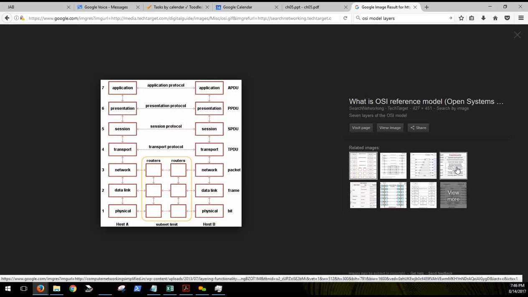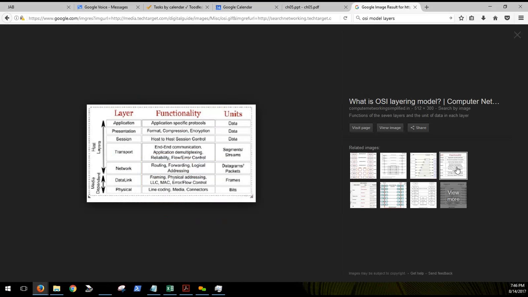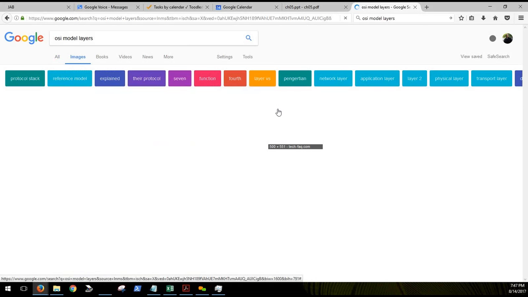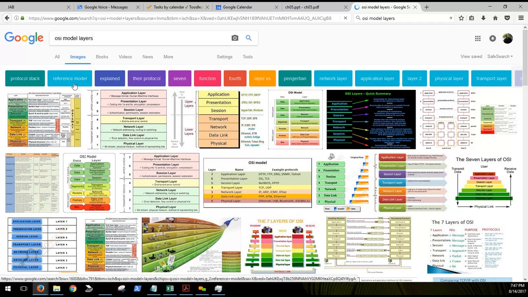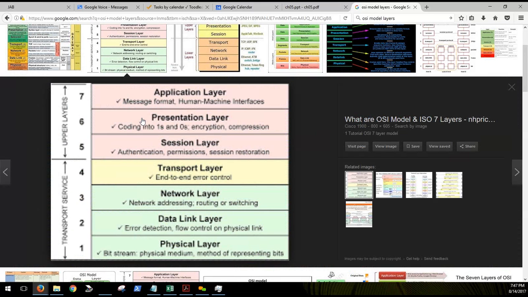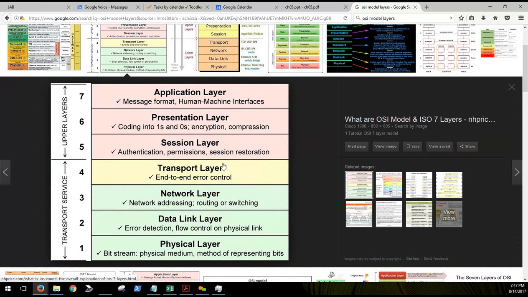Okay. Let's see if we've got a better diagram here. Yeah, this is a little better. Can you read this? There are definitely better pictures than this. These are pretty lame. Okay, here we go.